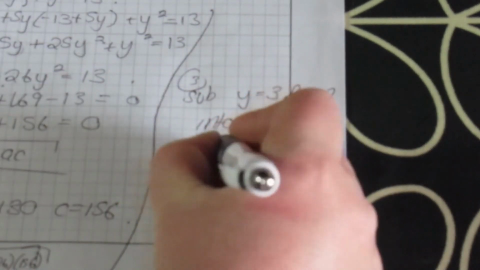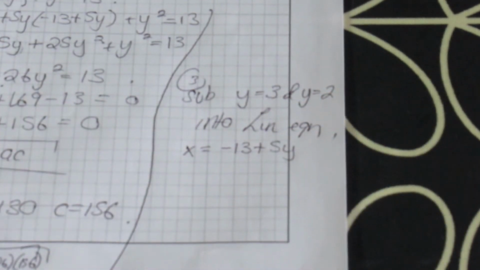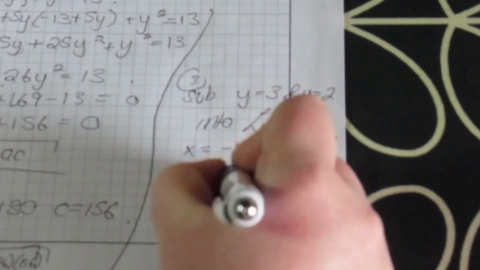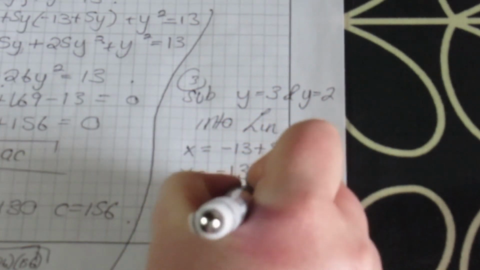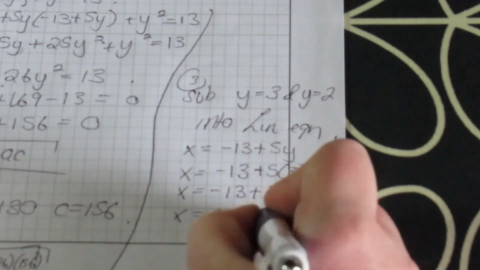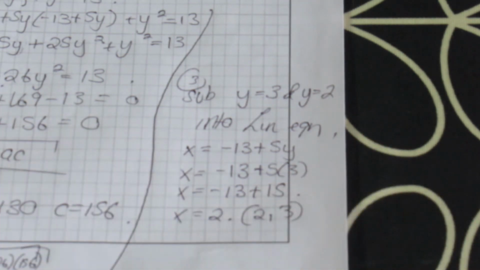From the top of the page, my linear equation is x equals minus 13 plus 5y, and I'm going to sub in 3 for y first of all, which gives me minus 13 plus 15, gives me an answer of 2. So if I was to couple those up, x is equal to 2, y is equal to 3.